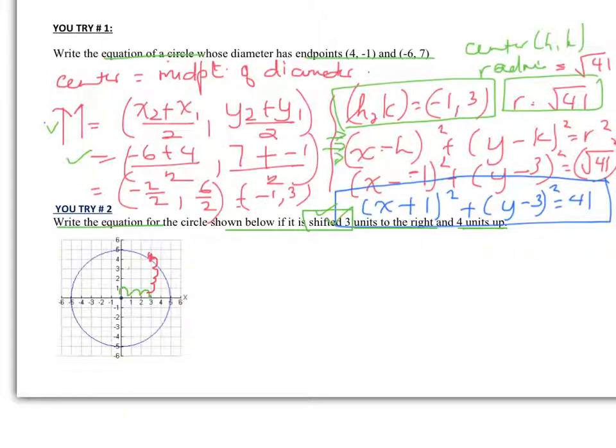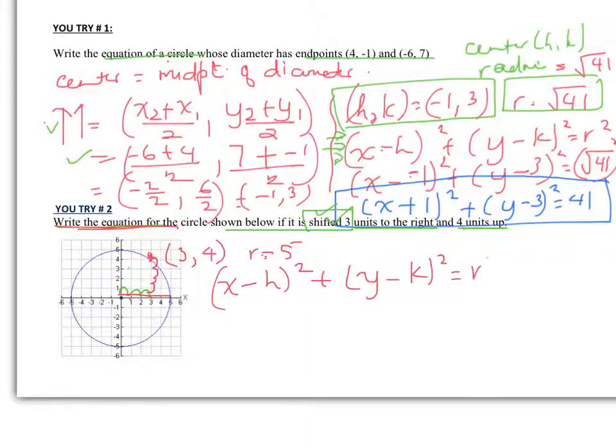So this is our new center. Our new center would be 3, 4. And then the radius is the same thing. It's from 0 to 5, so the radius is equal to 5. So now I just want to write the equation of the circle. Write the general center radius form, and then we're going to just fill in the blanks. So h is 3, k is 4, and then the radius is 5 squared.